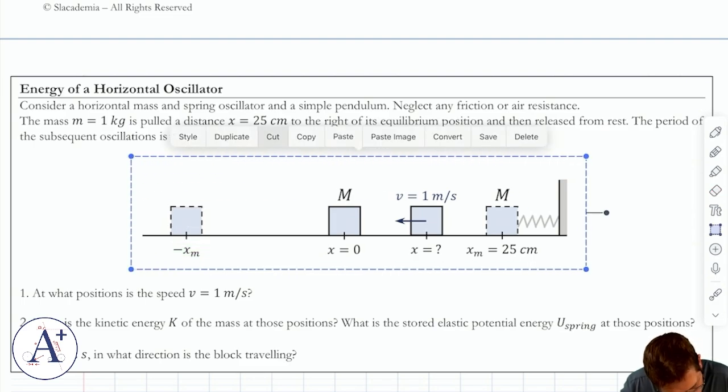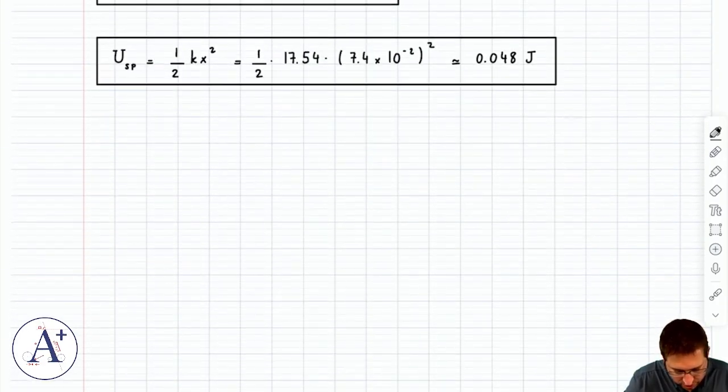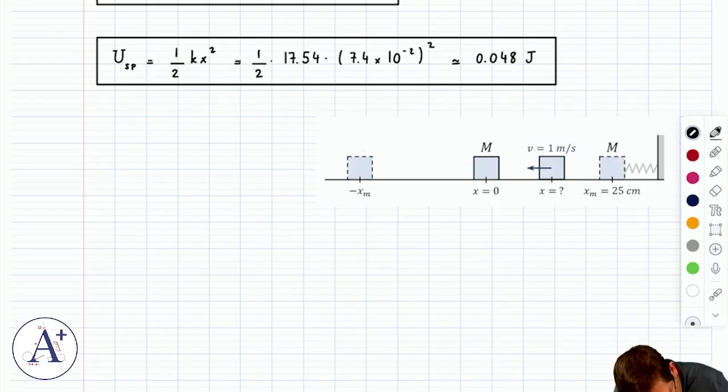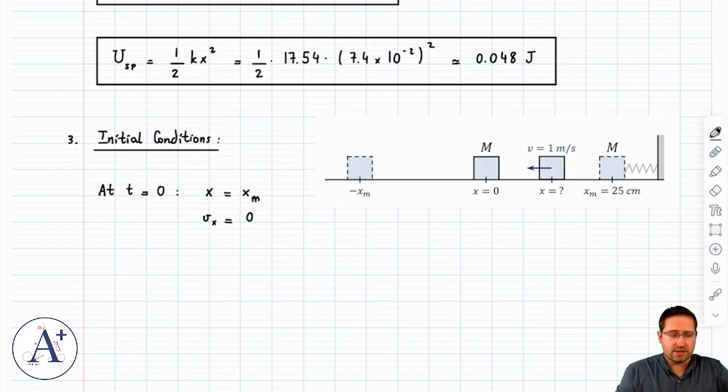Okay. Now I am told that at t equals 0, this thing is released from rest here. That's my initial condition. All right, so my initial conditions are the following. At t is equal to 0, x is equal to xm, which is 25 centimeters, and v sub x is equal to 0 because the block is initially at rest.